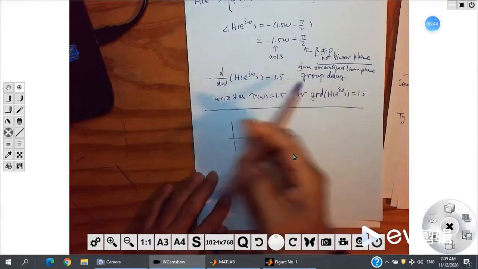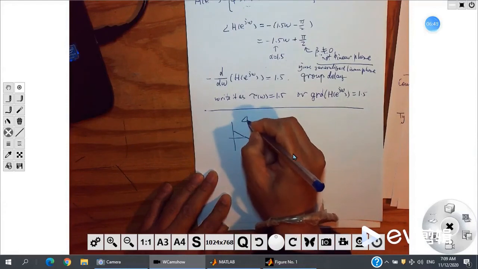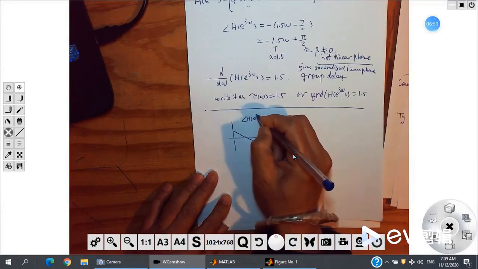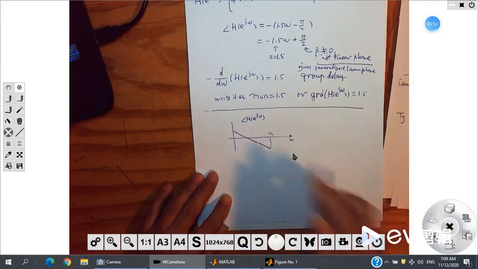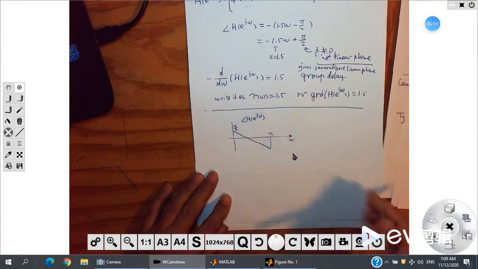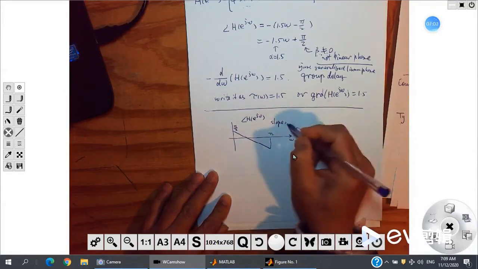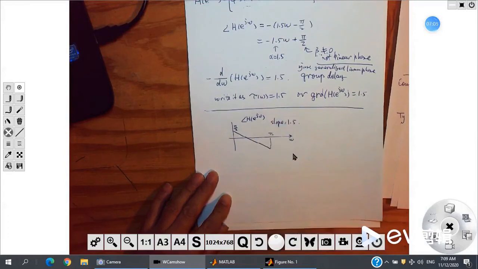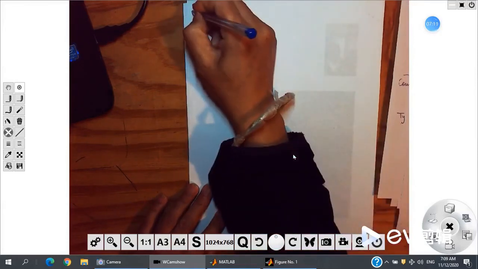This is the phase, the angle of H of e to the j omega. Here's a pi, like this, and here's a pi over 2, and the slope is 1.5. Okay. Then we check another example.